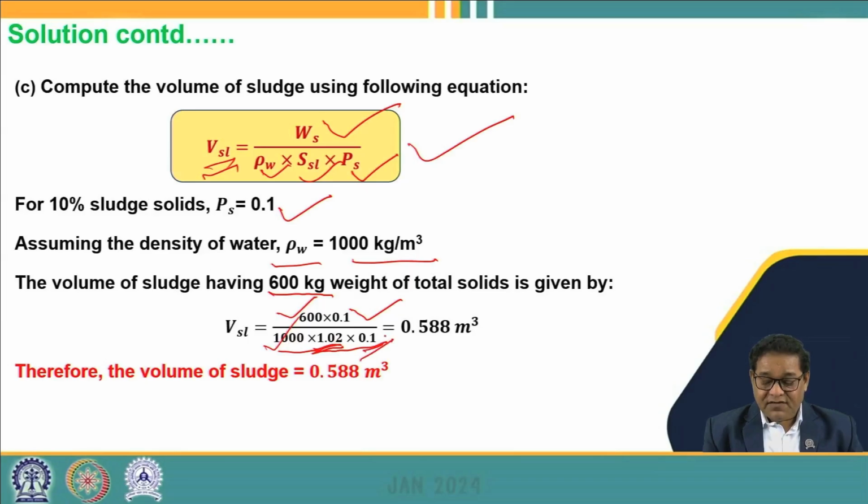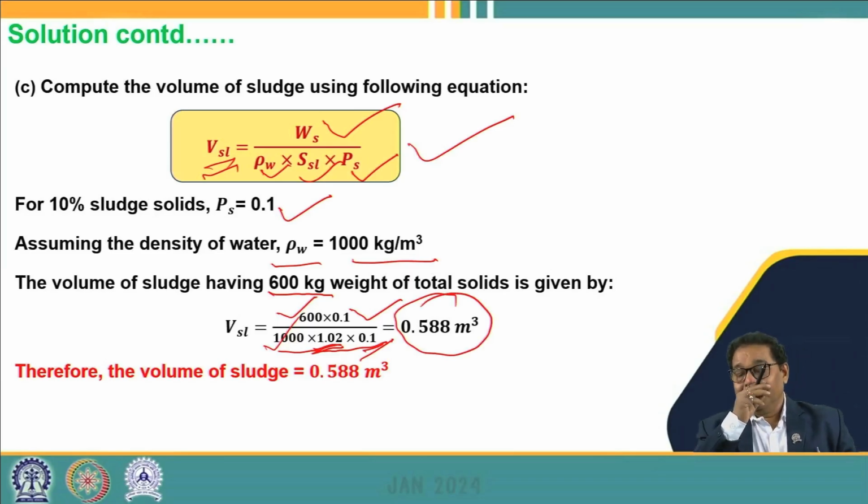and then this is the percentage of the solid, 10%. So by putting this value we will get the volume of the sludge. So now we have determined both the volume of the sludge as well as the specific gravity of the sludge. So this is how we can use these equations to determine the volume and specific gravity of the sludge.